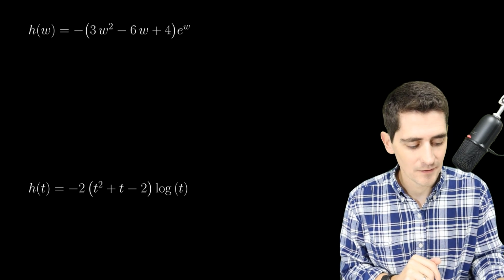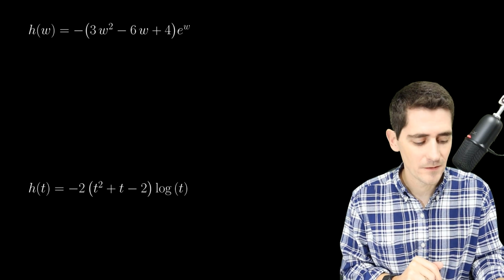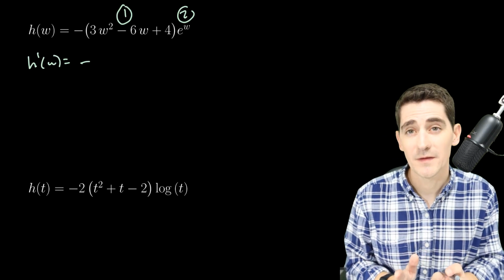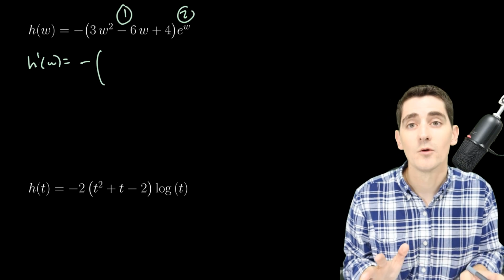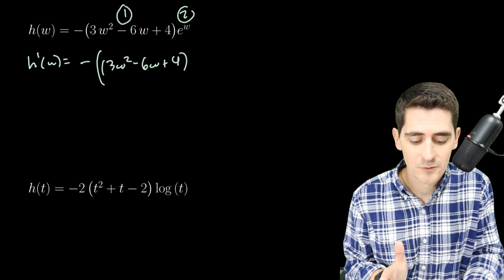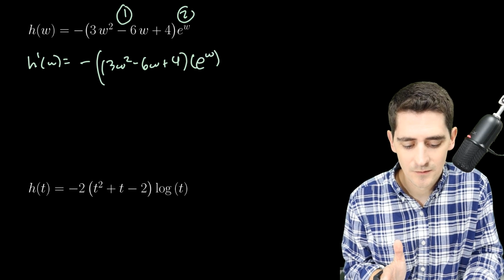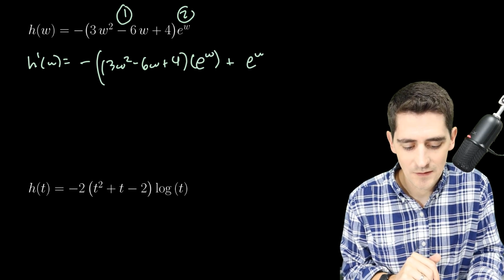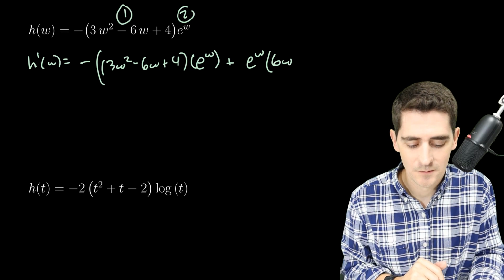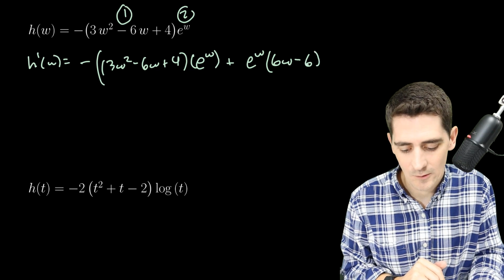We have negative 3w squared minus 6w plus 4 times e to the w power. So this is a classic product rule situation here. So when I take my derivative, don't worry about the negative. We'll multiply everything by negative 1 at the end. I have first times the derivative of the second. The derivative of e to the w is just e to the w. Plus the second, which is e to the w, times the derivative of the first, which would be 6w minus 6, just using power rule.